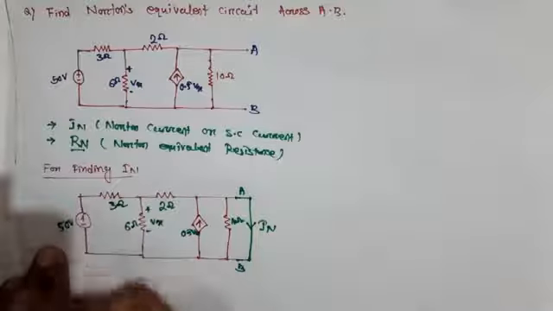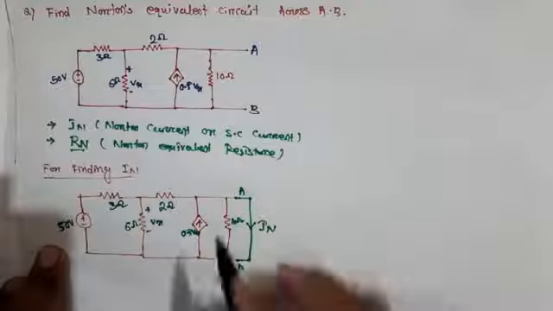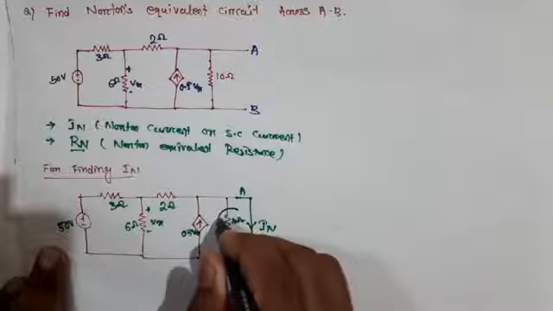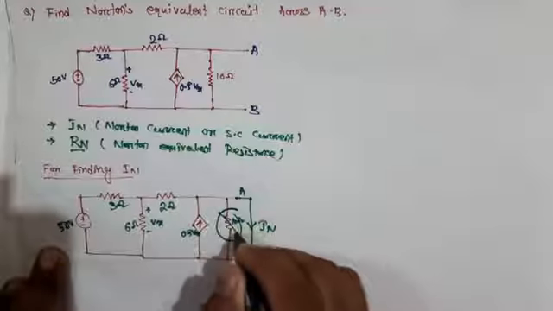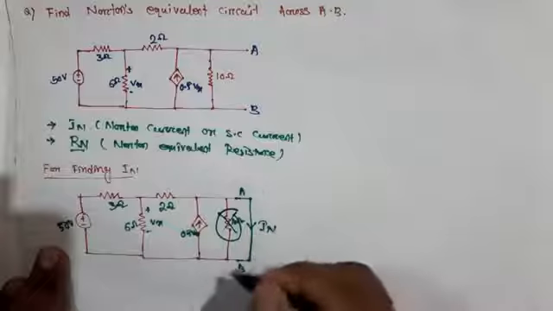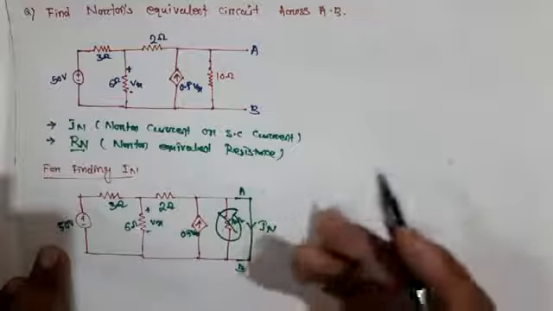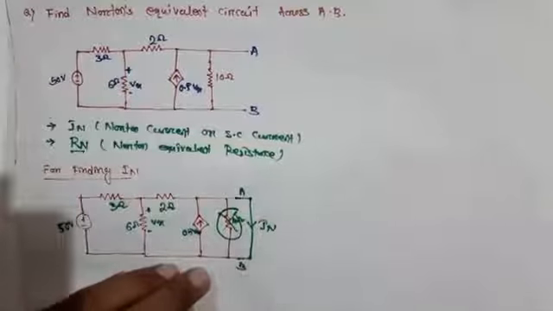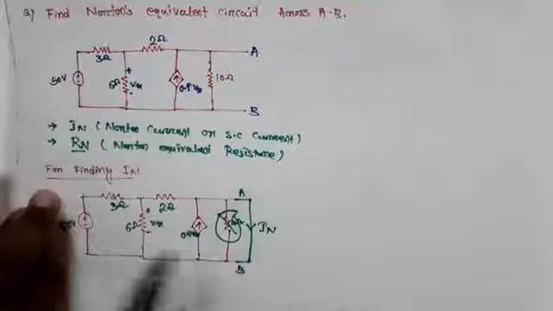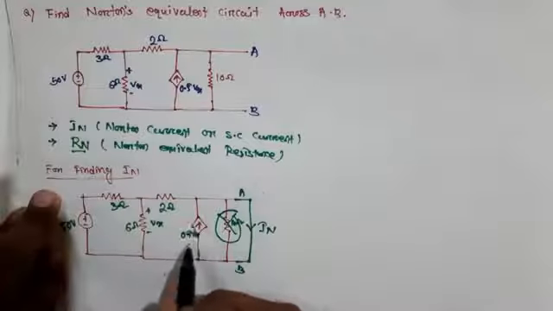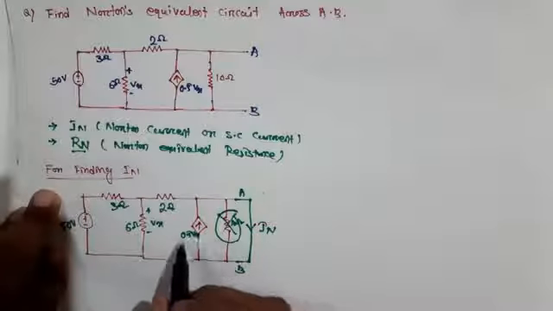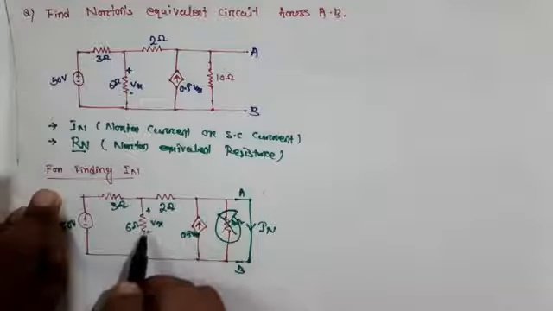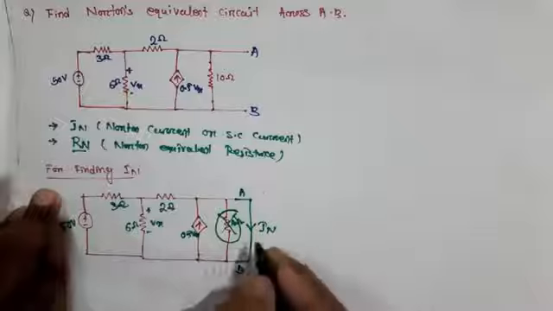This is 50 volt. Here you see, if we short circuit this branch, this 10 ohm is directly eliminated, because there is no current flowing in this branch. If no current flows in this branch, then it is nearly deactivated. Here the dependent source is a voltage controlled current source. This current source depends upon this voltage. We need to find this current.